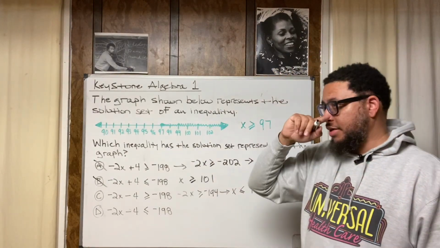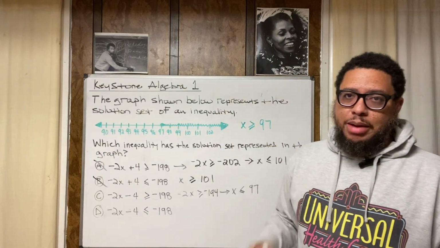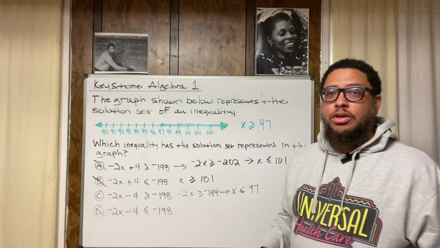97 on up. Man, 97, that's a long time ago. 97 is the year I graduated from high school. I'm an unk for real.